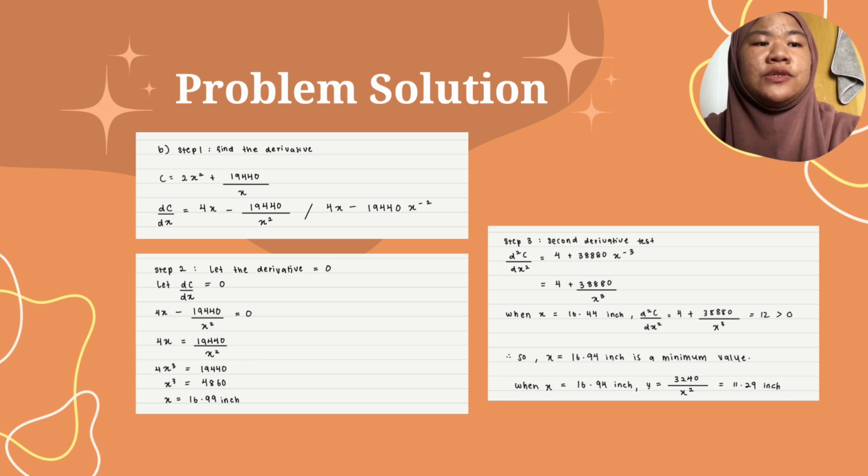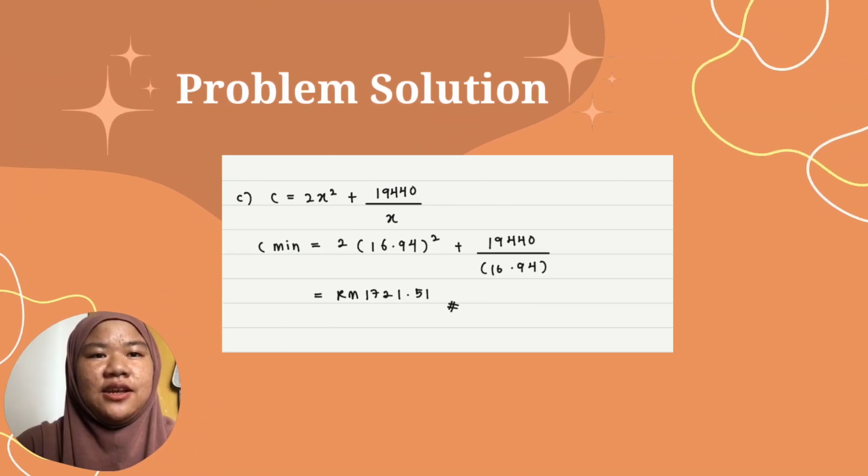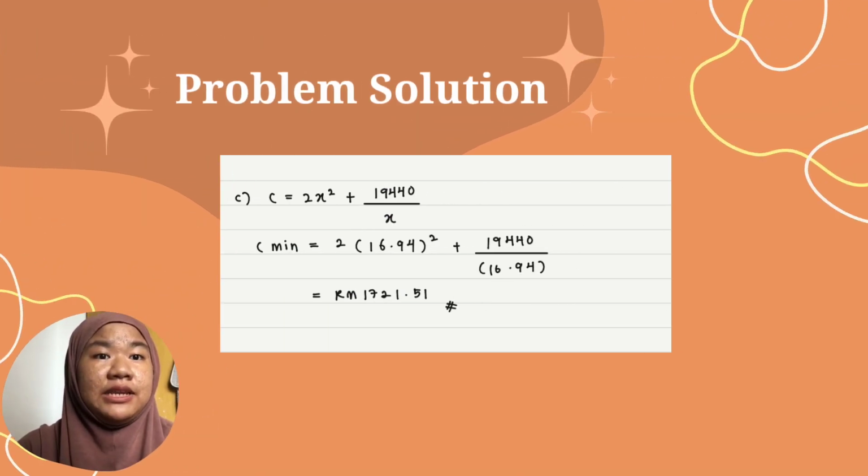When x equals 16.94 inches, we substitute the x value into the y equation. After that, we get the y value equal to 11.29. Question C asks to find the minimum cost. Since we have the x value and have determined it as a minimum, we just substitute the x value into the C equation, which is the cost. So we get 1,721 ringgit 51 cents. So that's the answer for question C.